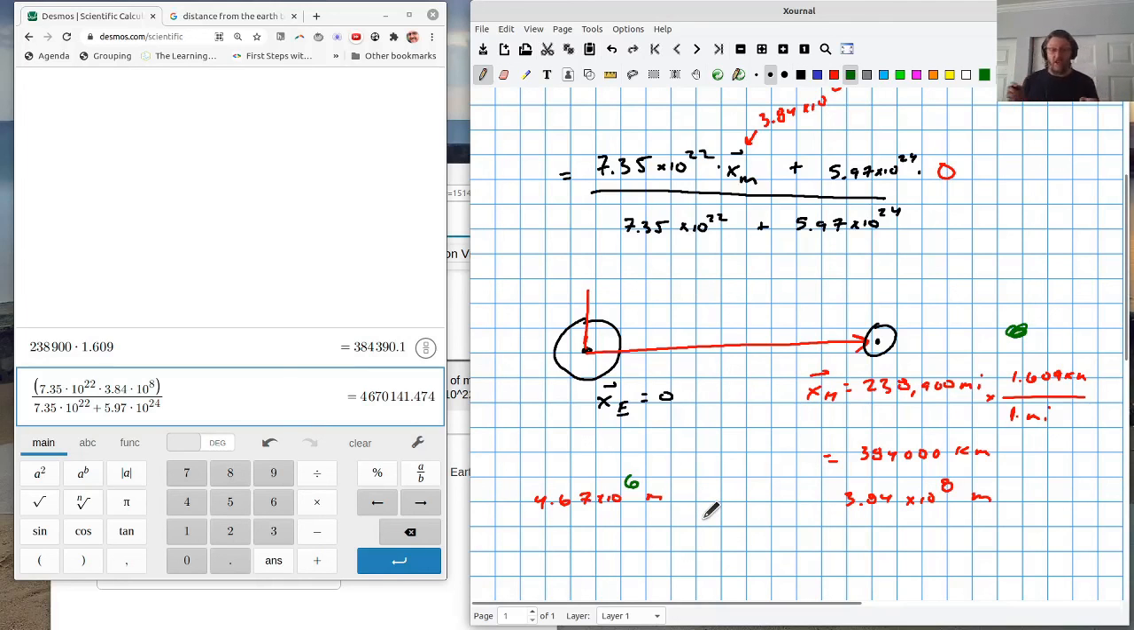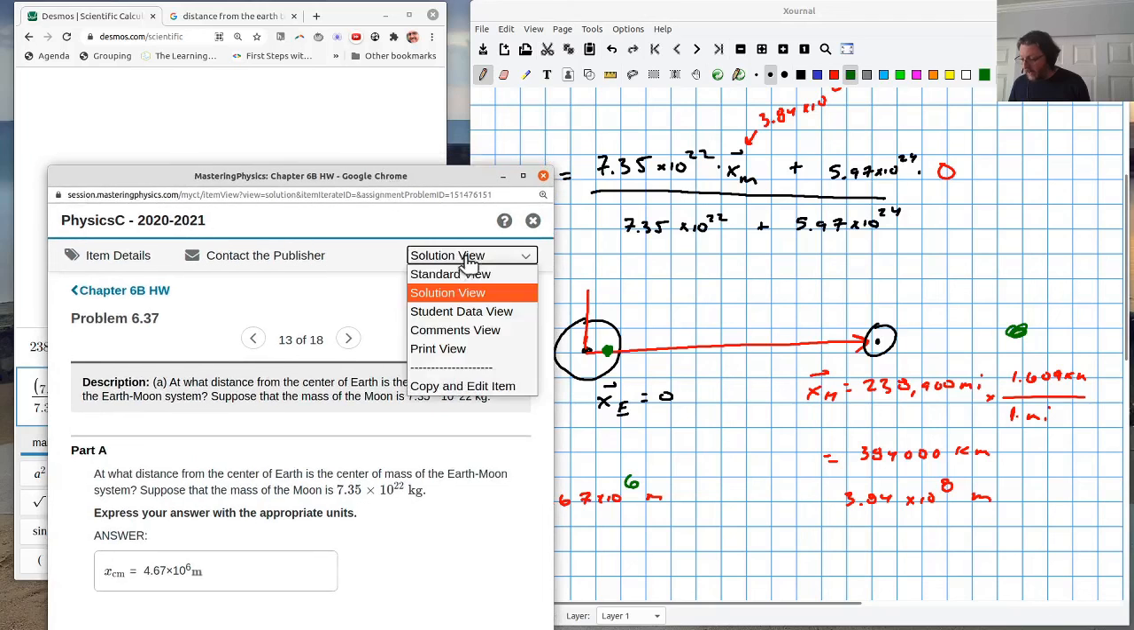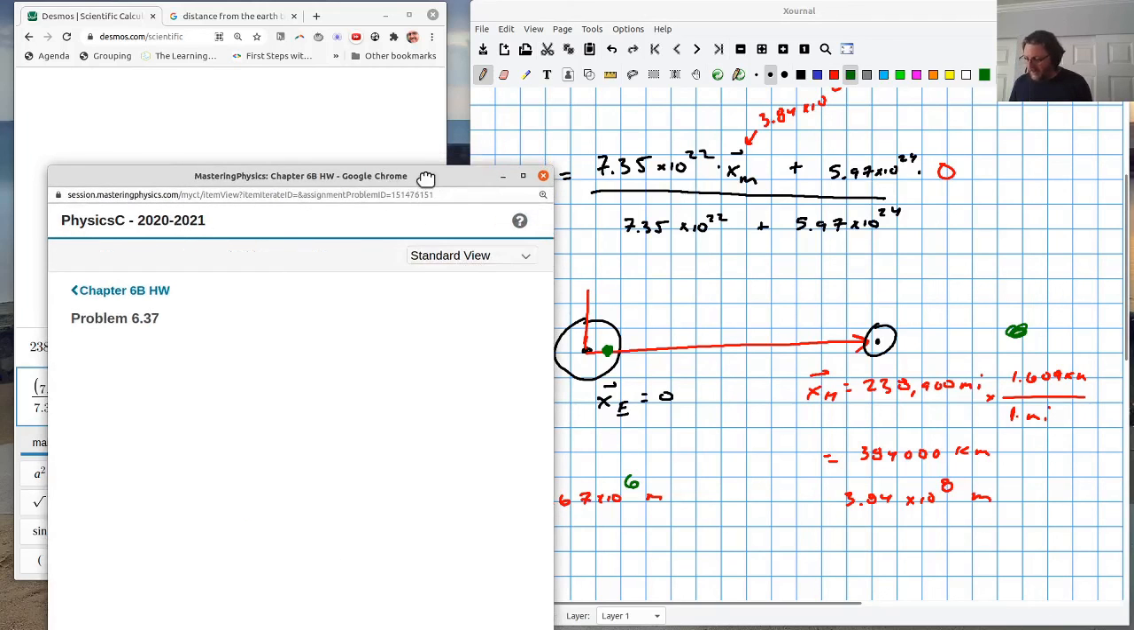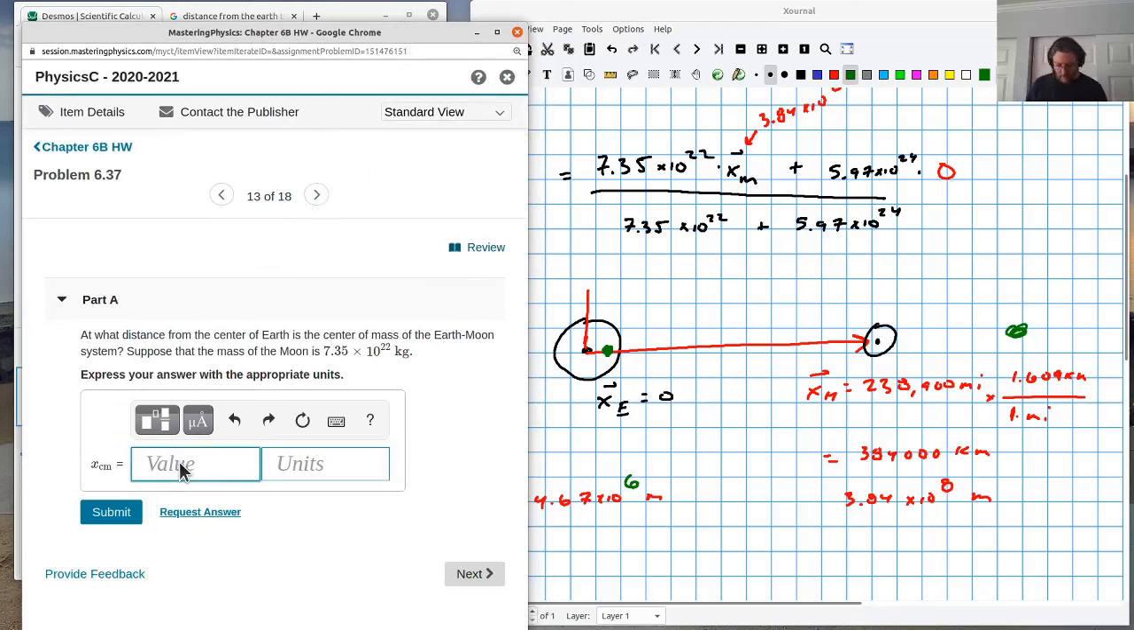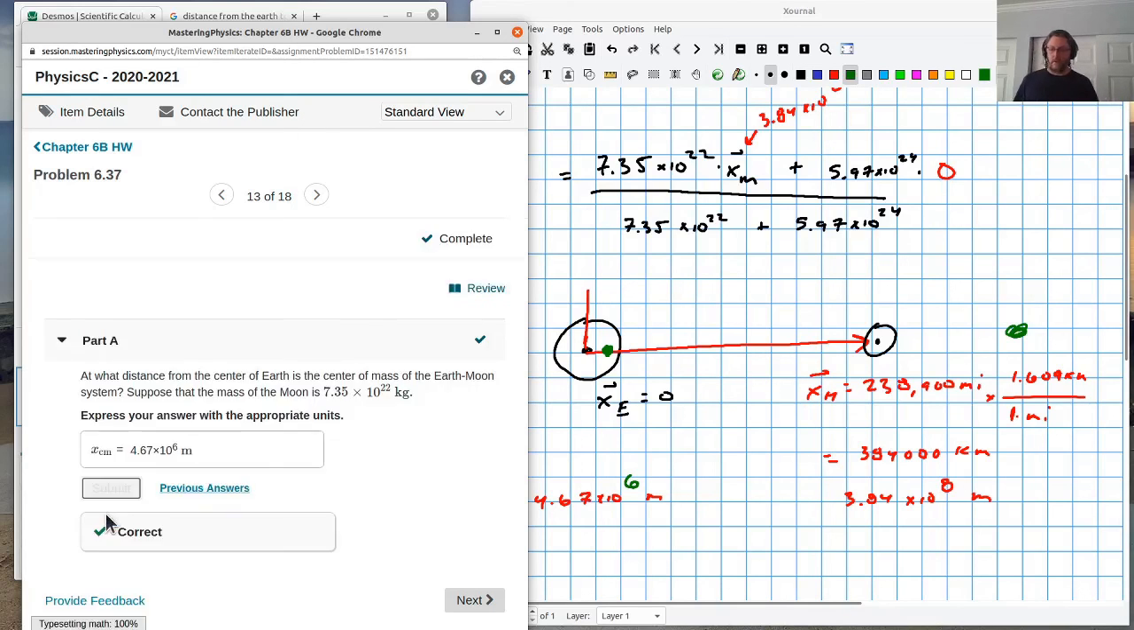That's less than the radius of the Earth. The radius of the Earth is 6,400 kilometers. The center of mass is somewhere in there, relatively close to the surface, but it's not beyond the surface. The fact that the center of mass of the Earth-Moon system is in the Earth is related to the fact that there are tides. You can think about that. So anyway, 4.67 times 10 to the 6th. Let me put that in. Oh, I'll show you the solution view where I track down my mistake, but 4.67 times 10 to the 6th meters is my solution. And there we go.